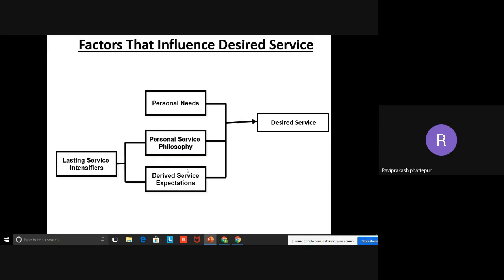So what are derived service expectations? They occur when customers' expectations are driven by another person or group of people. The word derived should tell you that it is from something else. It has come from something else. Like I told you, your friend has gone to a particular restaurant and he tells you, this is very good, you can try this particular dish over there. So your expectation is derived. You have not experienced it personally. You are listening to someone else. Okay, and this is the good side.